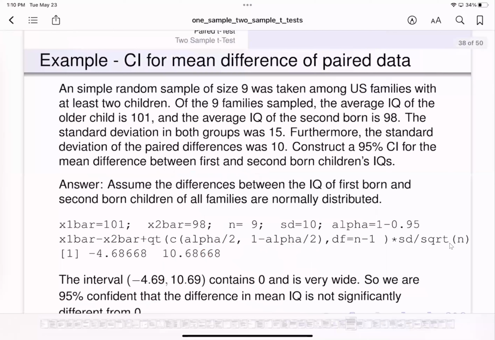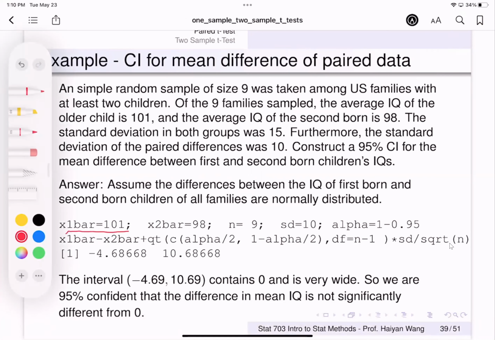Let's see this example about the firstborn, secondborn, and their IQ. We want a 95% confidence interval for the mean difference of their IQ, firstborn versus secondborn children. We already had x1 bar, x2 bar, the sample size and the standard deviation from the paired differences. So here I put x1 bar a value, x2 bar a value, and n, and the SD. This SD is the standard deviation of the paired differences. And because I want a 95% interval, alpha is the error part, 1 minus 0.95.